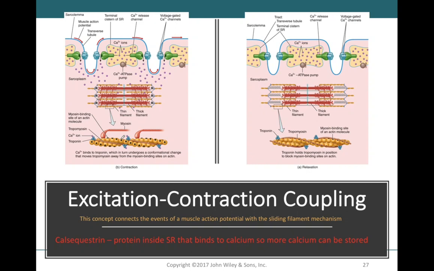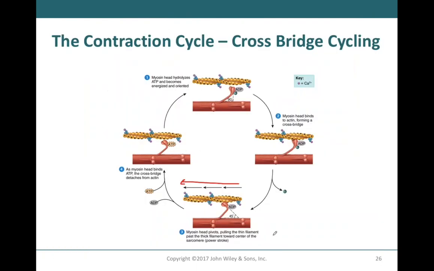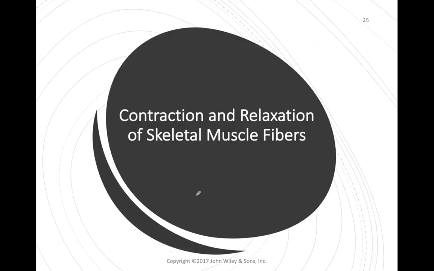When calcium is being released from our sarcoplasmic reticulum, we can have cross-bridge cycling. So once the calcium comes over here and binds to troponin, we're going to see this happen over and over and over again until we stop muscle contraction.